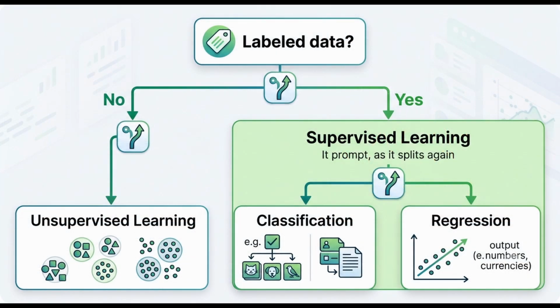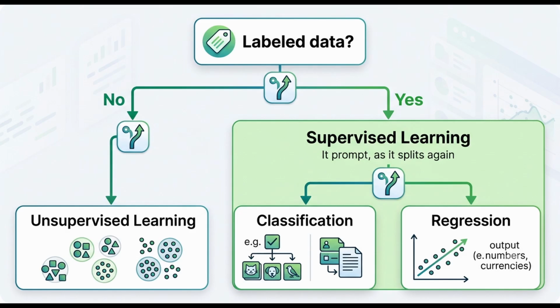Choosing a model. Let's start at the very beginning. How do you even choose which model to use? The first question to ask is simple. Is your data labeled or not? If every example in your dataset comes with a known answer attached to it, that's supervised learning. Think of an email that's already tagged as spam or not spam, or a house that already has a sale price attached to it. If there are no labels at all, and you're just handing the model raw data and asking it to find structure on its own, that's unsupervised learning.